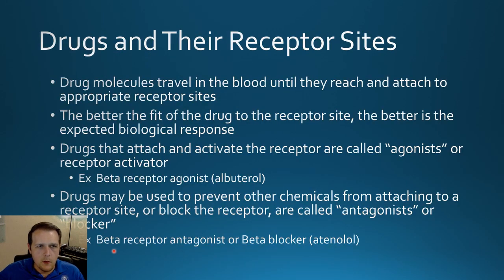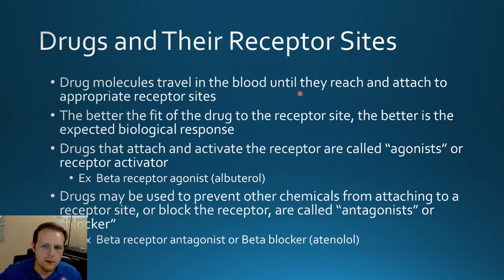So diving a little bit more into how the actual drugs are working at their receptor sites. Anytime a drug molecule is traveling within the blood, it's not working until it gets to its appropriate receptor site and actually works. And I'll show you some pictures of what this looks like. But basically, the drug has to be able to fit into that receptor site in order to have any sort of biological effect, right? So again, it's a lock and key sort of mechanism that we're talking about here.